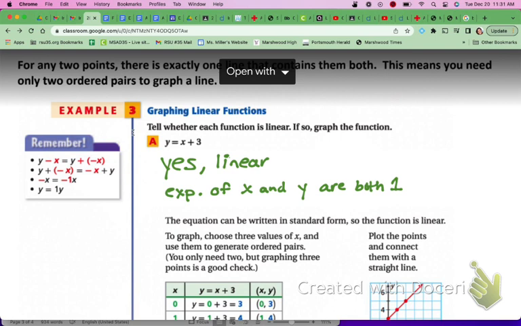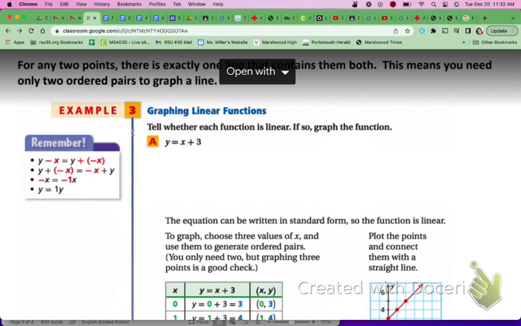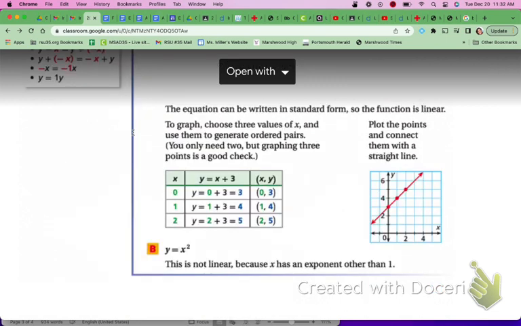If I had to graph that linear function, what would we do? Well, we would make a table of values where we would pick whatever x values we would want. In this example, the x values that they chose were 0, 1, and 2. I always say pick some negatives, pick 0, pick some positives. It does say you only technically need 2 points to make a line, but you should have at least 3 points to kind of get where you think your pattern of your graph is going to be.